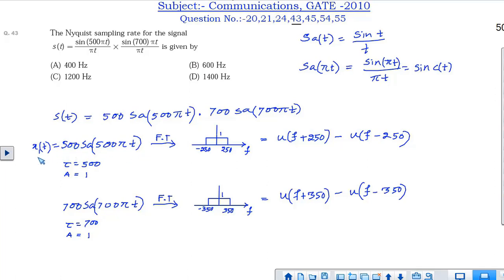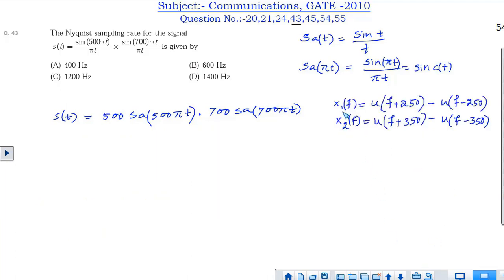Suppose this part of the signal is x1(t) and this part of the signal is x2(t). Then the spectrum of x1(t) is X1(f) and the spectrum of x2(t) is X2(f). We have already found X1(f) like this and X2(f) like this. S(f) is simply the convolution of their individual spectra, so X1(f) will be convolved with X2(f).